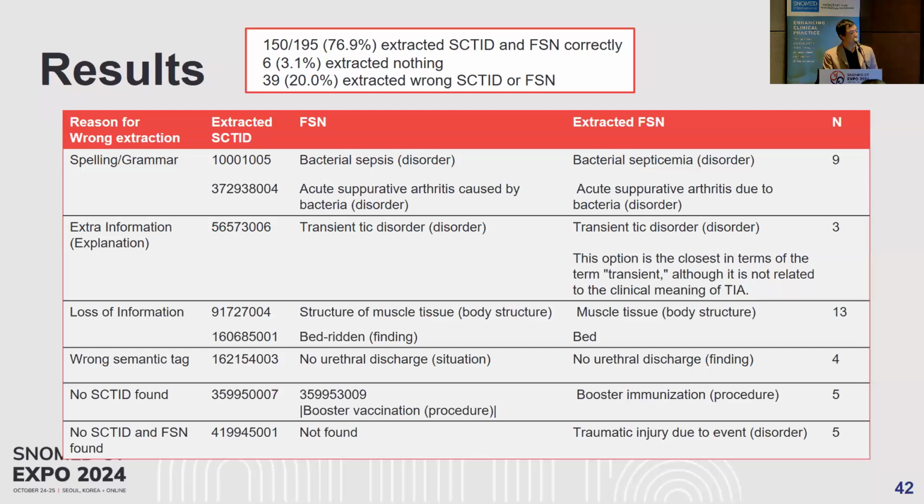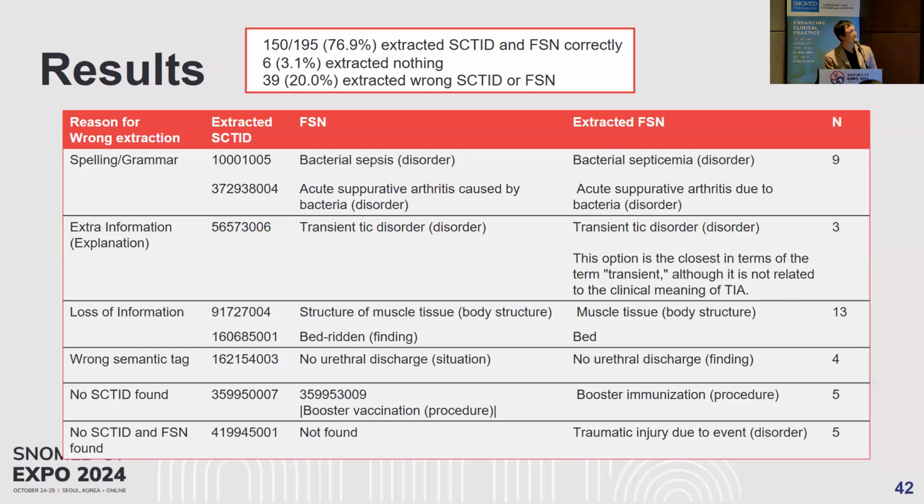The reason for the wrong extraction is, first, there is a spelling or grammar error. Like the actual FSN is bacterial sepsis, but the model extracted bacterial septicemia, or acute suppurative arthritis caused by bacteria. It extracted acute suppurative arthritis due to bacteria, which is like the naming convention of SNOMED CT.